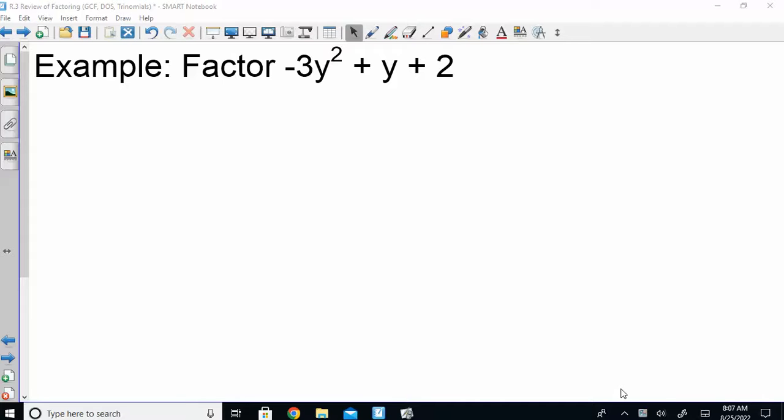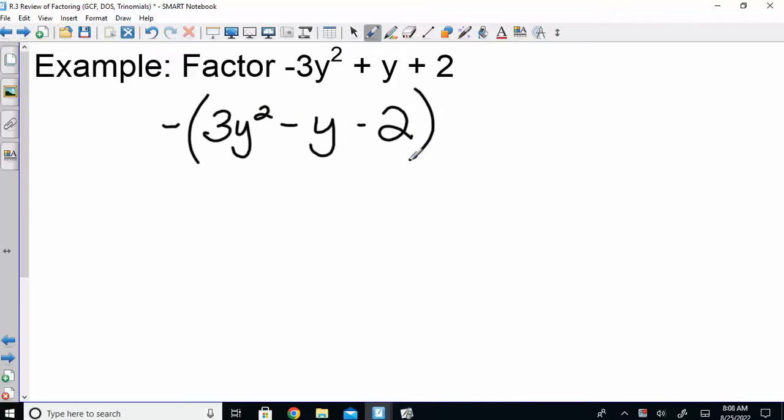So what I always have my students do is if it starts with a negative, pull out a negative before you do anything else. So if I just take out that negative, then it would be a positive 3y squared, a negative y, and a negative 2. Okay, so all those signs change just because we want that leading term to be a positive. Now you can do your slip and slide method to factor this.